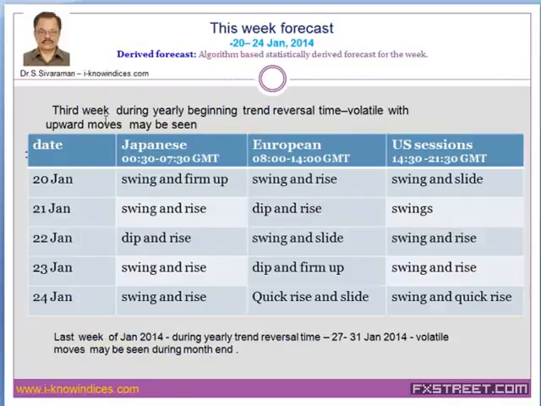This week is the third week, so they will be handling more of the crosses. And next week will be the last week of the month. They will be handling the majors in a big way. So last week and this week, they will be focusing more on the yen crosses during trend reversal, yearly trend reversal time. So they are expected to make a swing and form up and swing and rise during the Japanese and the European session, and then swing and slide during the US session.